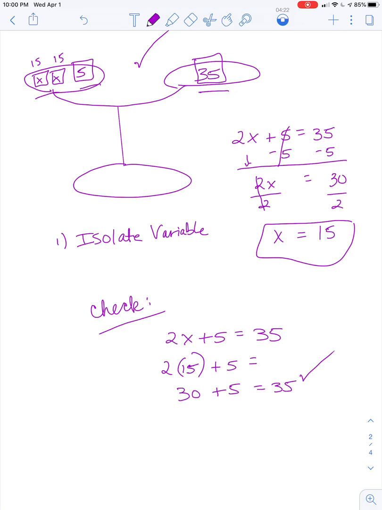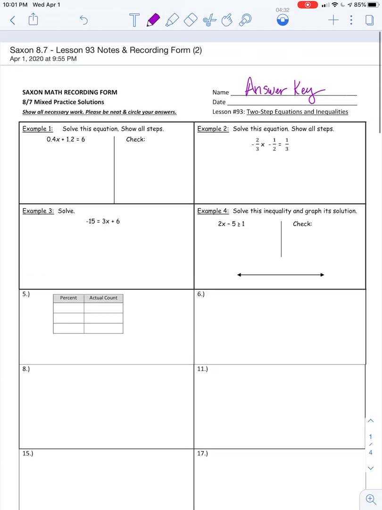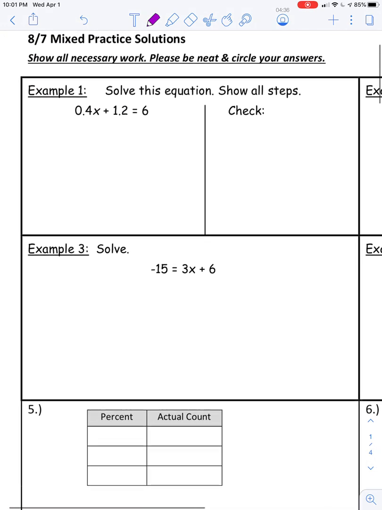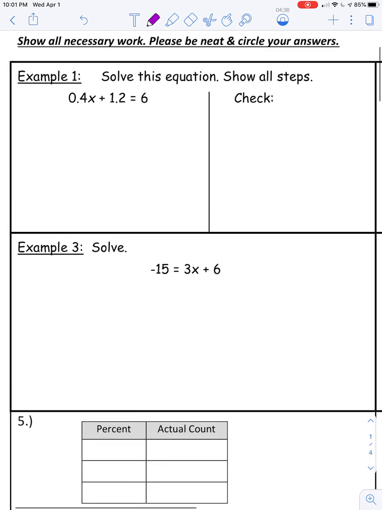So we have two steps that we're doing. We're going to be subtracting one of the operations here, and then we're going to be taking care of the other operation as well. So let's go on up to our notes now. We'll look at the first problem. Example 1 is 0.4x plus 1.2 equals 6.